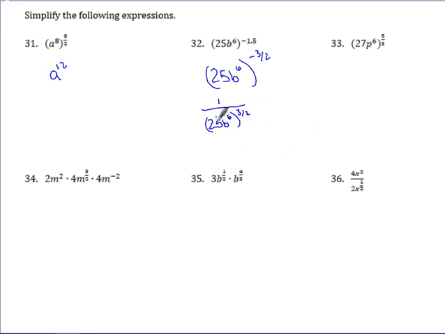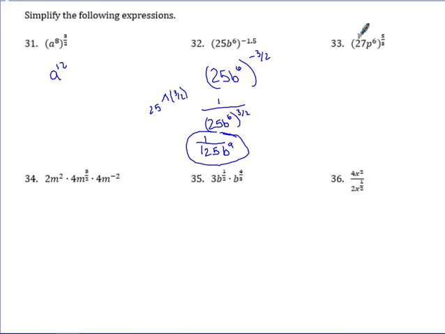25 to the 3/2 I'm going to do in my calculator. And remember, we're going to use the little caret button and then put the root in parentheses. So I would type in my calculator 25 caret parentheses 3 over 2, close the parentheses, and that's going to give me 125. Remember this is all under 1. And then b to the 6th raised to the 3/2, I'm just going to multiply those two numbers. So 6 times 3/2 would give me 9. So 1 over 125b to the 9th.